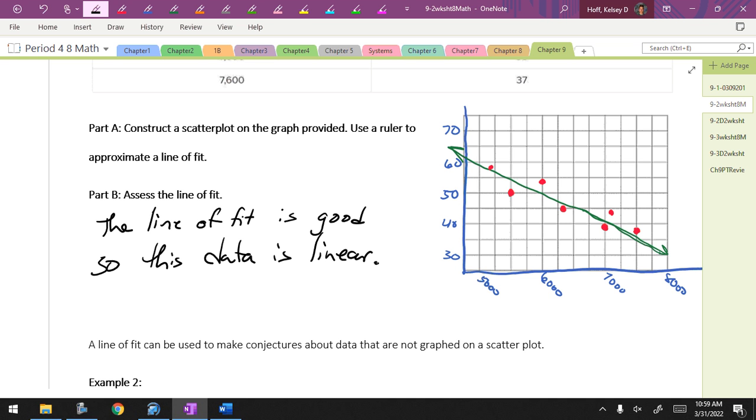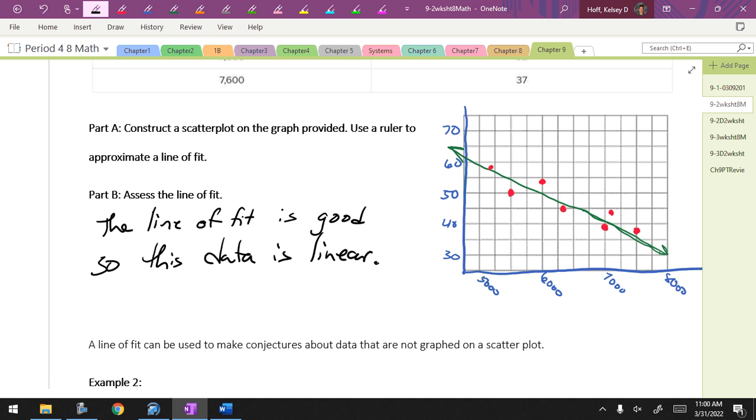If it's not linear, it's going to hook dramatically. You draw a line through it, and you're going to say, yeah, the line of fit is not good. It is not linear. Okay? So it's going to be a distinct hook or curve. What are we going to ask? When did you say that the data is linear? Because it wants you to assess the line of fit. That's how you assess it. You're telling me it's a good line of fit, so the data is linear.